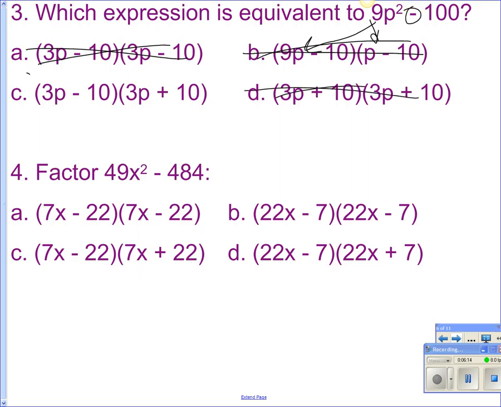Okay, so it's going to be C. Yeah, okay. So number 4, write this one down. Guys, these are really big numbers, I know, but it's multiple choice and you can just mark out the ones you know are wrong. Okay, so we're going to do it the easiest way possible. 49x squared minus 484. Those numbers are way too big, but we can use what we know to get the right answer. All right, Gracie, what's one answer you know is wrong?